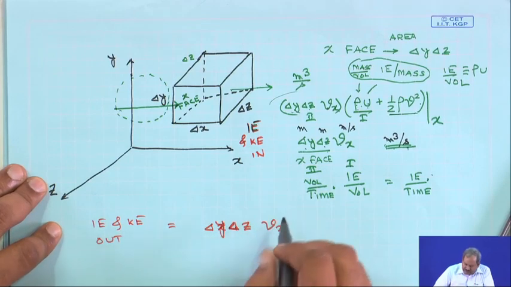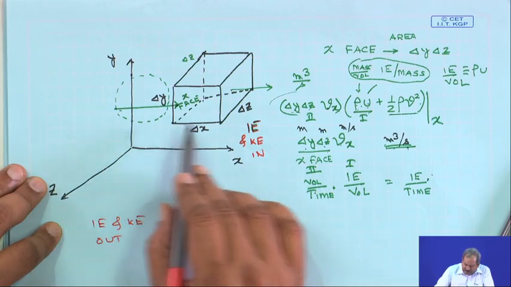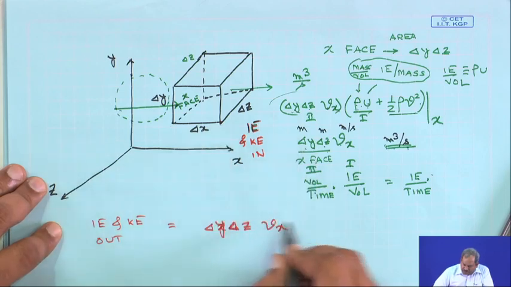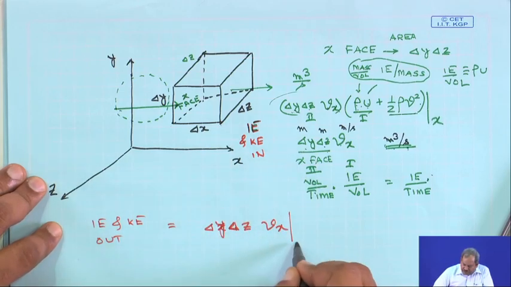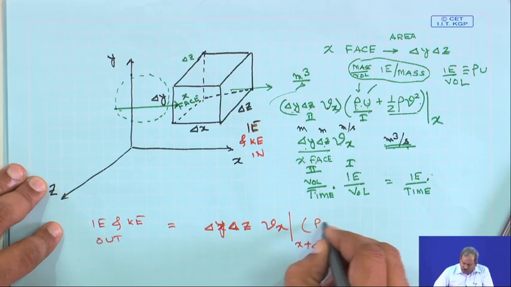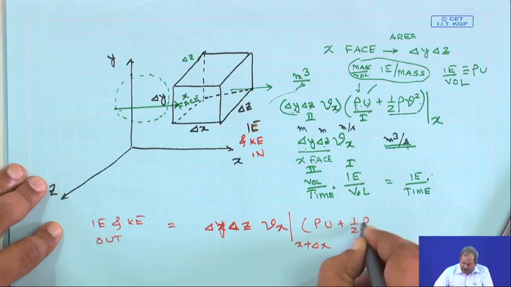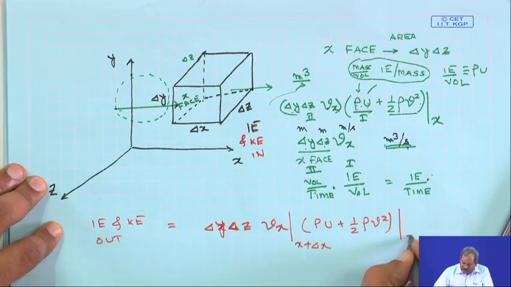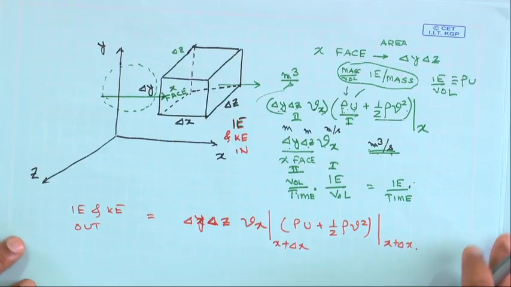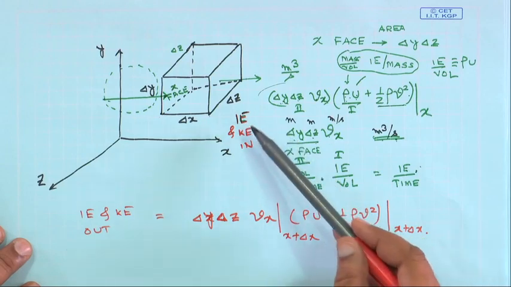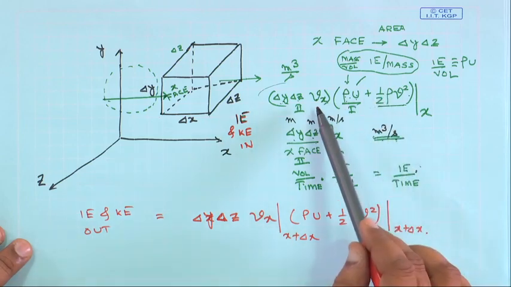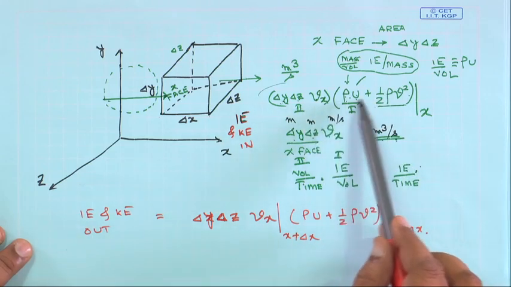This is Vx, but Vx is not at x, but evaluated whatever be the velocity at x plus delta x. So, the entire thing is going to be at x plus delta x times rho u plus half rho v square, all evaluated at x plus delta x. So, the amount of internal and kinetic energy in due to convection. Why due to convection? Because I have a non-zero Vx.